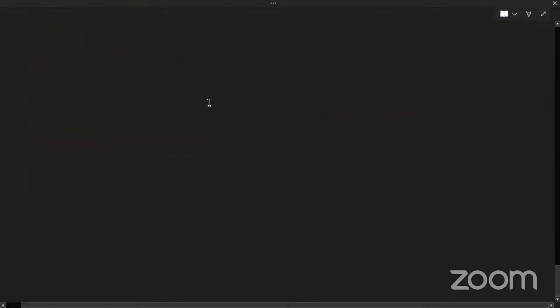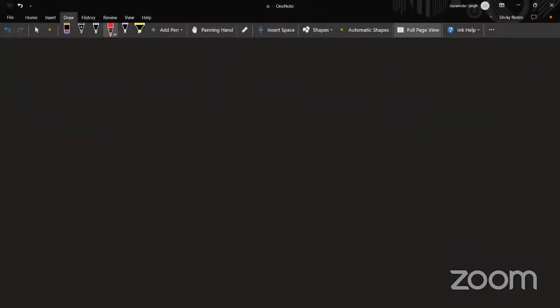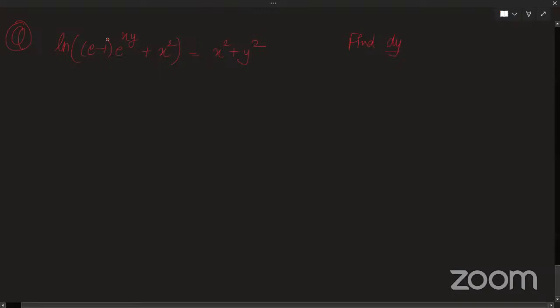Great. Since we have done the chain rule, let us try a few implicit questions. So you have got this equation: ln of (e minus 1) e raised to xy plus x square is equal to x square plus y square. It is asking you to find dy by dx at 1 comma 0.